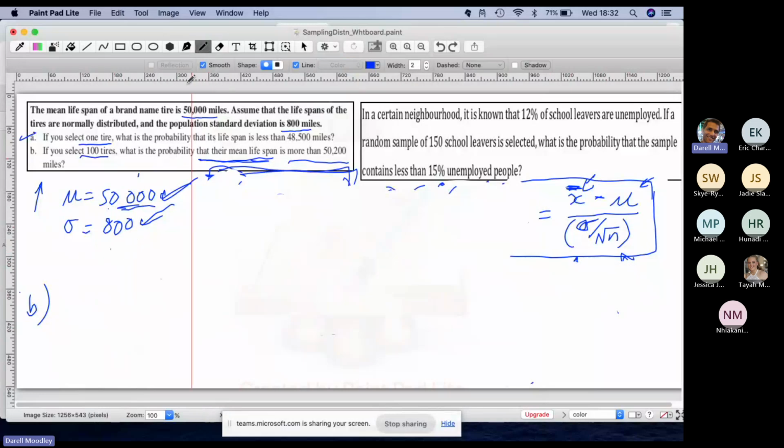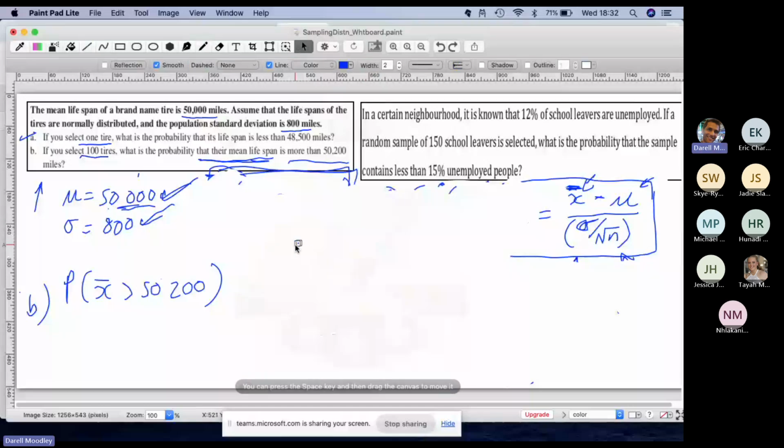All right. So for the second question, question B, they're asking us for the probability of X bar greater than 50,200. Okay, so from what I gathered earlier in the chat, you all understood that the question is asking us to solve this. Right? So now, I'm going to draw it in a diagram here.